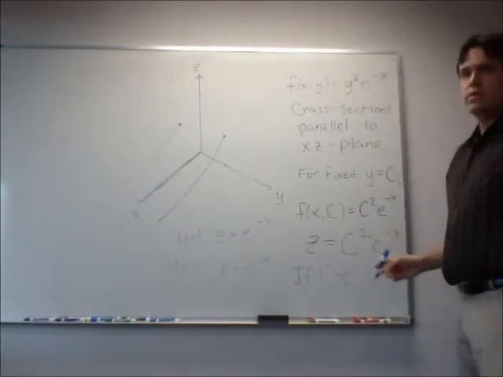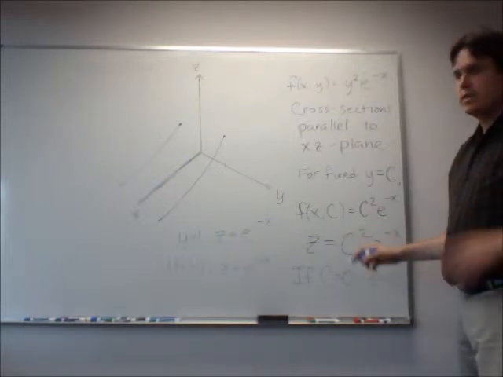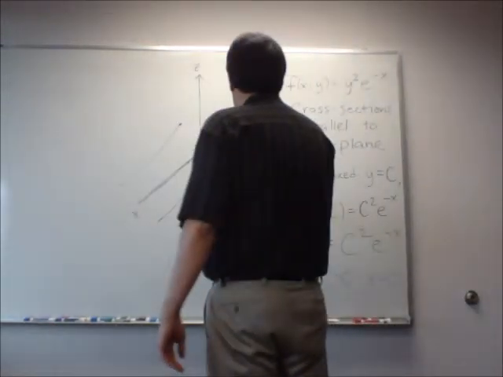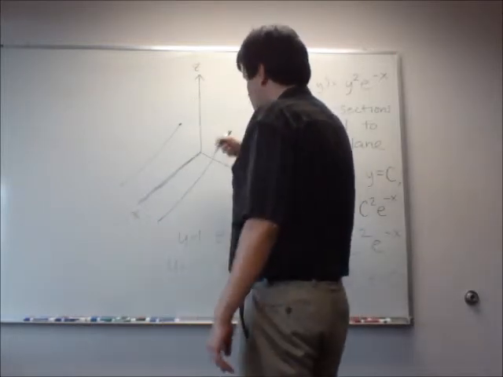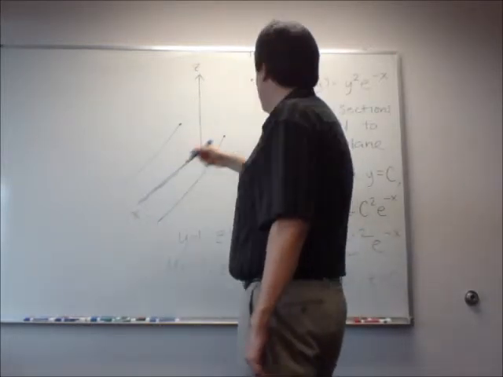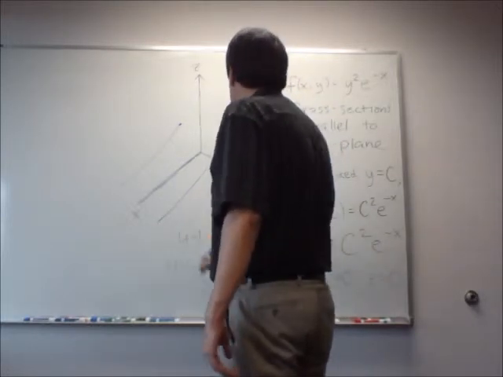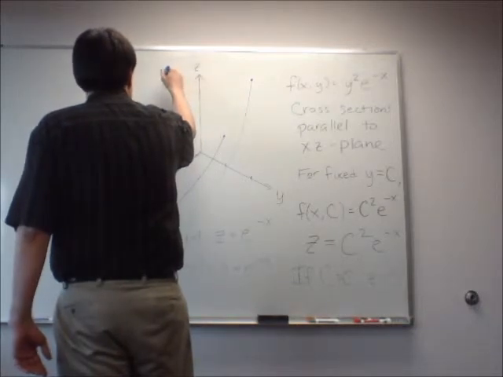Okay, now what if y equals 2? If y equals 2, then this equation becomes z equals 2 squared, or 4, e to the minus x. Now I have a higher initial value, much higher, but again, as I move in the plus x direction, z decays quickly. And over here, when y equals negative 2, I get the very same thing.